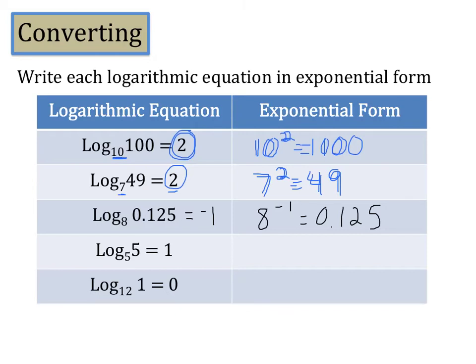For our next one, we have log base 5 of 5 equals 1. So we have a base of 5 being raised to 1, and that's just 5. And for our last one, we have log base 12 of 1 equals 0. So our base of 12 is being raised to 0, and we know anything raised to 0 is just 1.